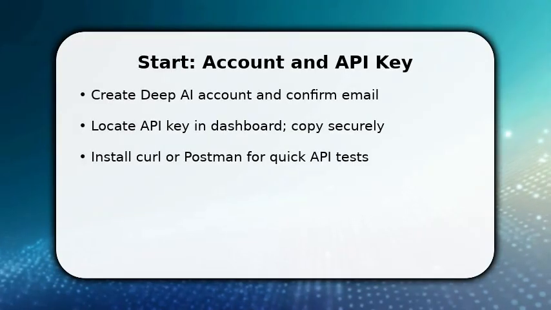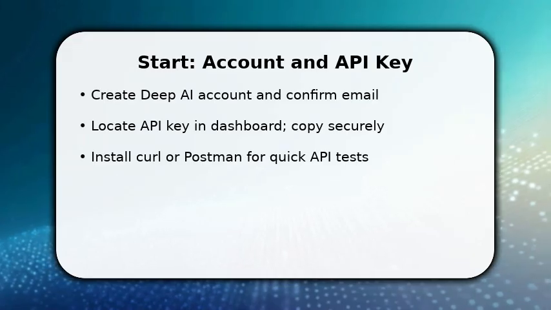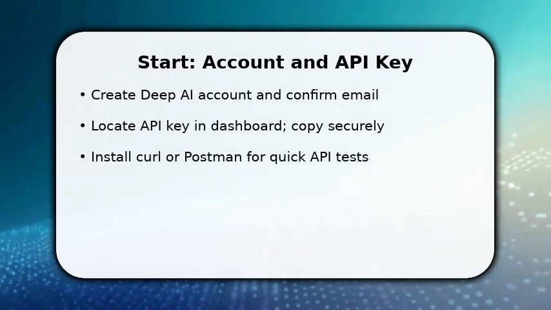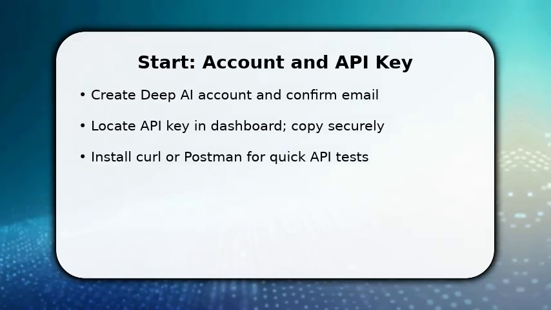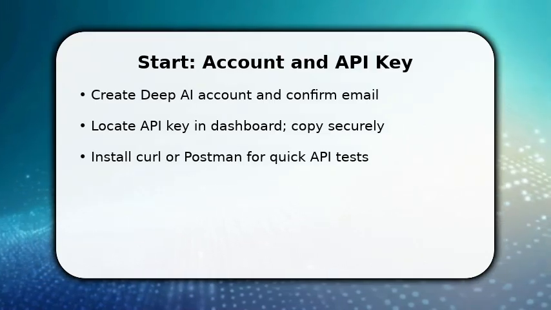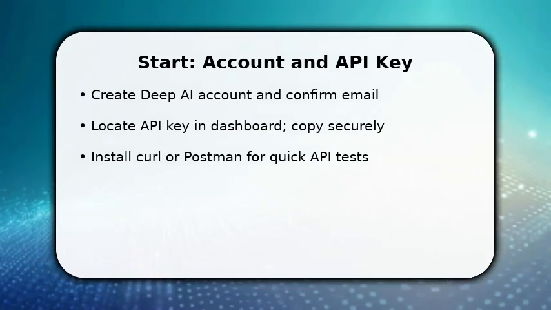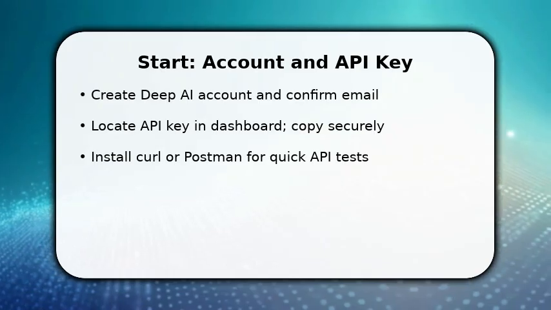You begin by securing access. Sign in and get your API key, because without it you cannot call the image generator. Once you've copied the key, store it in a secure file or environment variable so you avoid leaking it. Next, test connectivity with a small curl request or use Postman to confirm the endpoint responds.